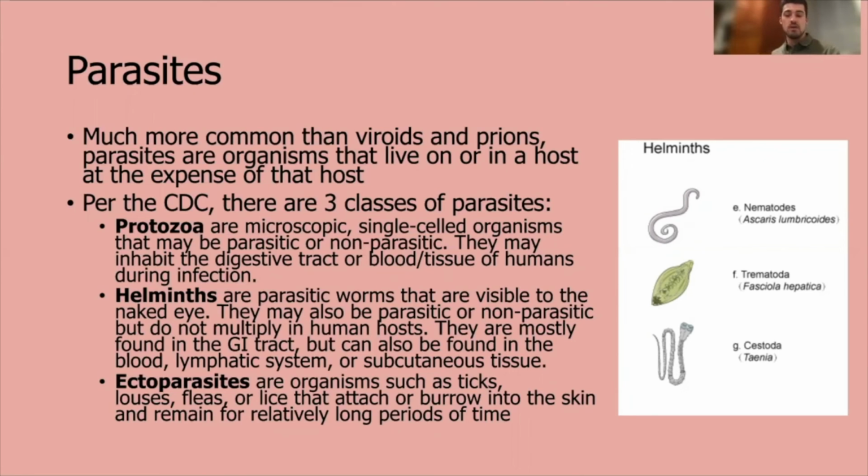So they also may be parasitic or non-parasitic by nature, but they do not multiply in their human hosts. So once a worm is in there, it's just going to grow and grow, but it's not going to multiply inside a human body. So they're mostly found in the GI tract, but they can also be found in the blood, lymphatic tissue, and some worms can even be found in subcutaneous tissue by your skin.